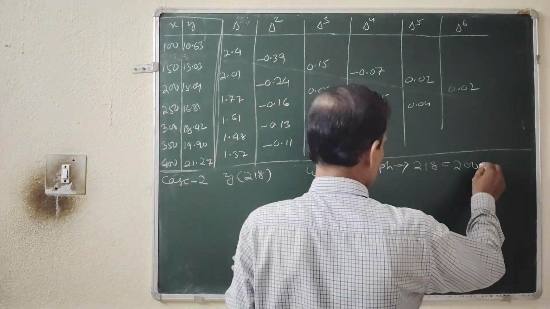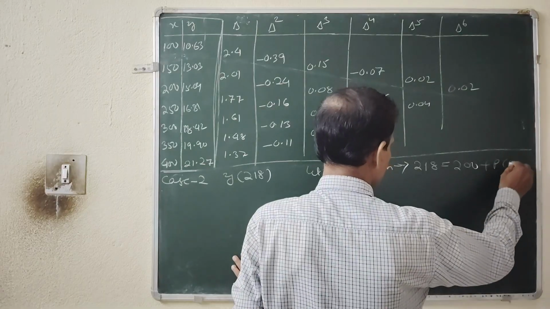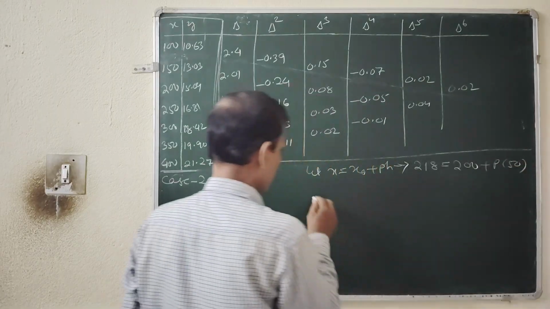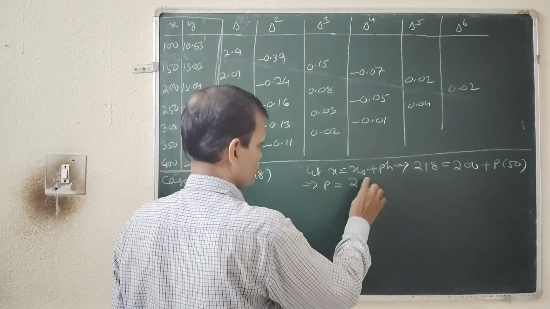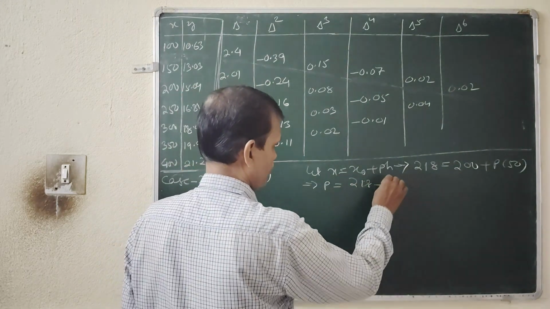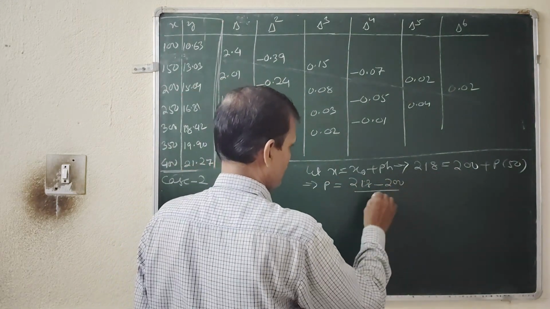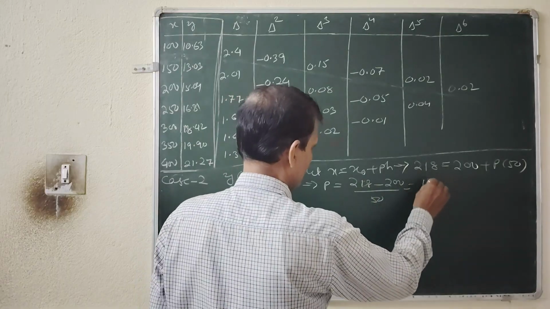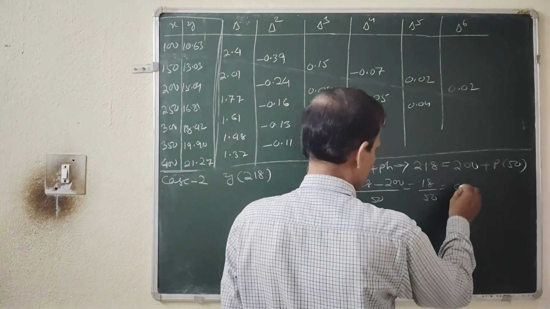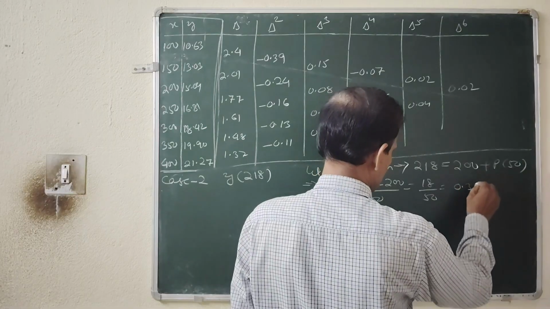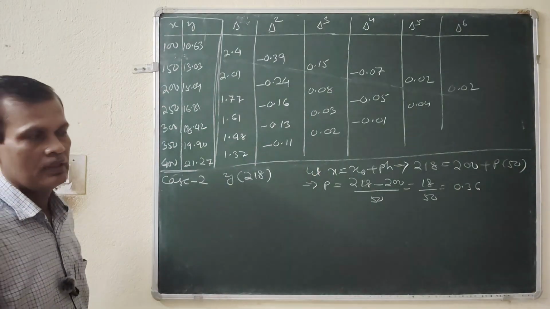Then plus p, h is 50. So from that you calculate p. p is 218 minus 200 by 50, that is 18 by 50, that is 0.36. So we found p.